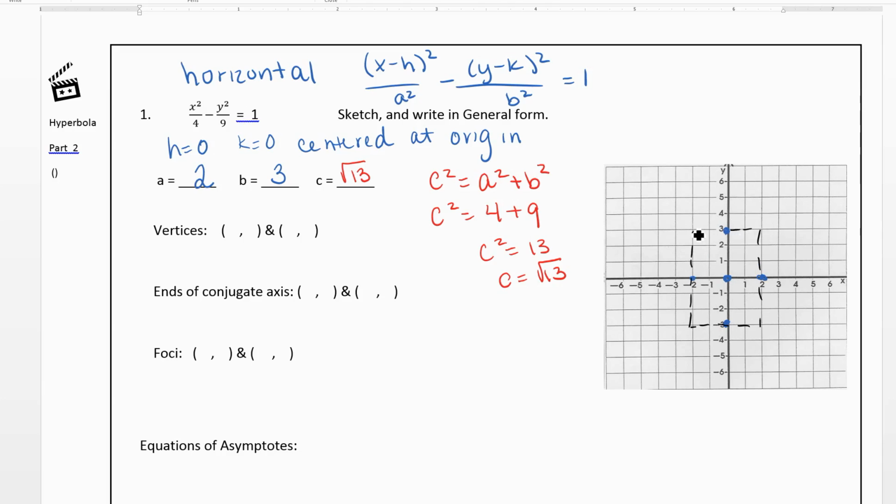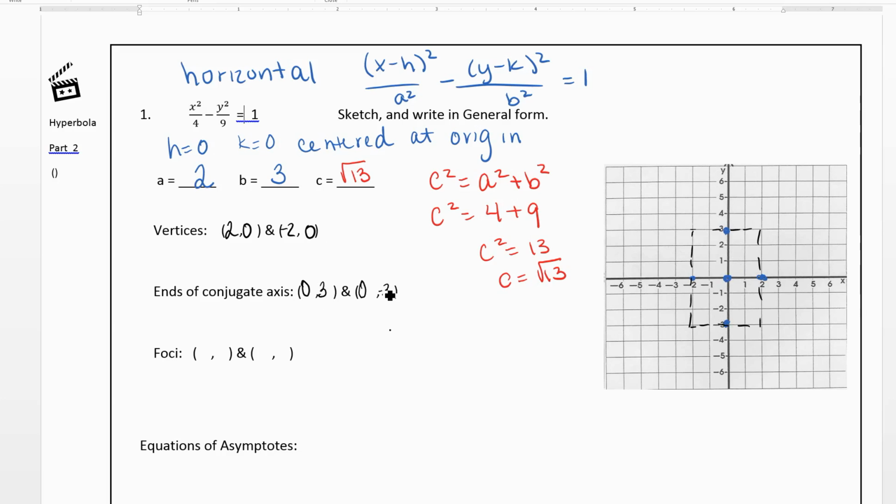Okay, now since we're horizontal, those 2 horizontal points we drew are our vertices, so we can see that's at 2, 0 and negative 2, 0. And the endpoints of our conjugate axis are our vertical ones, so 0, 3, and 0, negative 3.